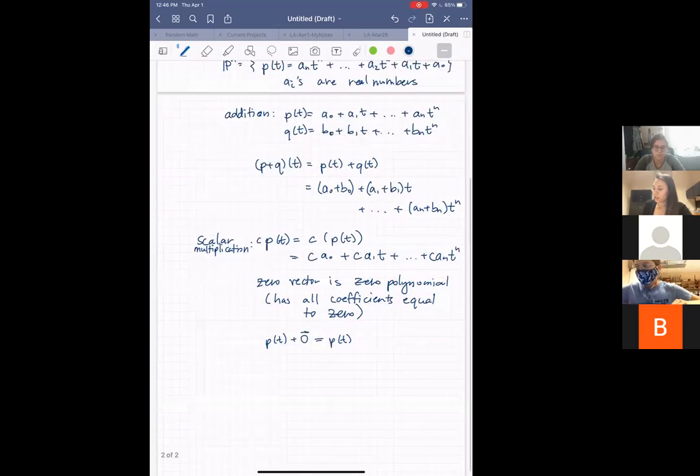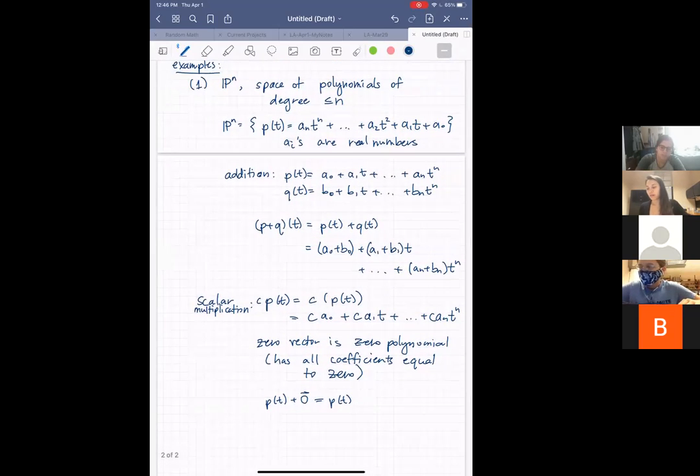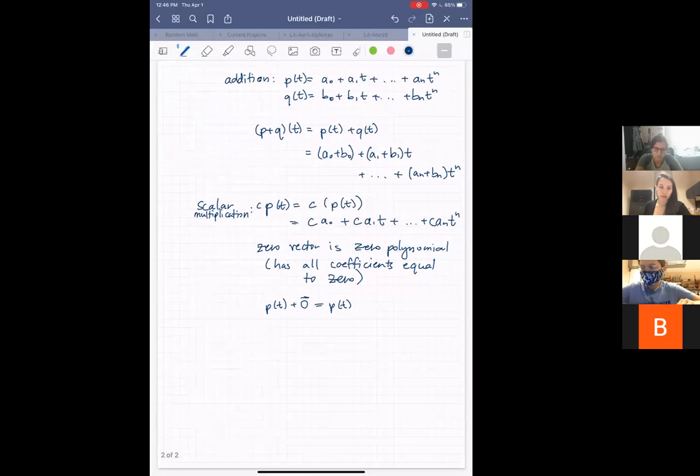So this is a good example of an abstract vector space where our vectors are polynomials, so they're actually functions, instead of the arrows that we've been drawing in R2 and Rn.